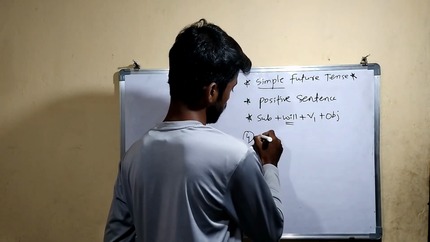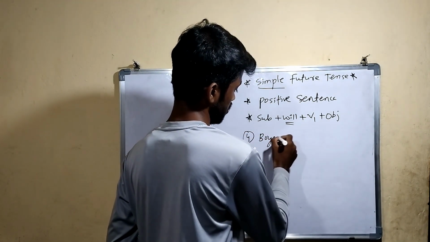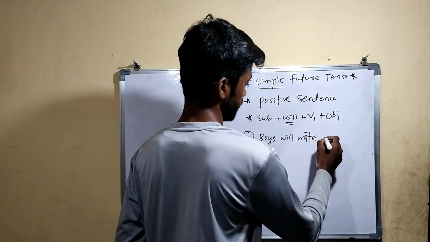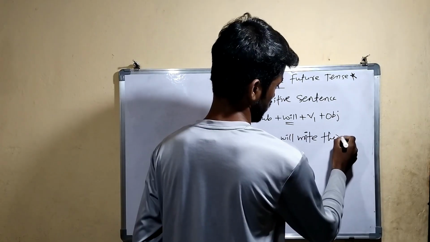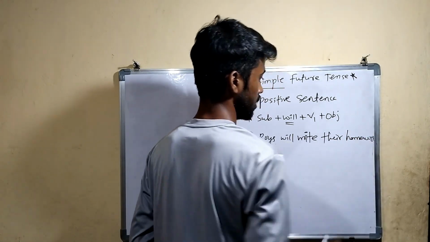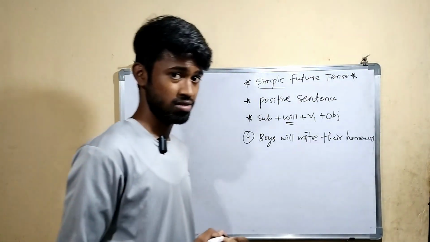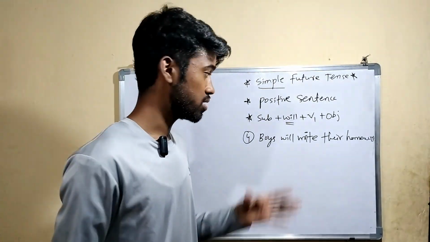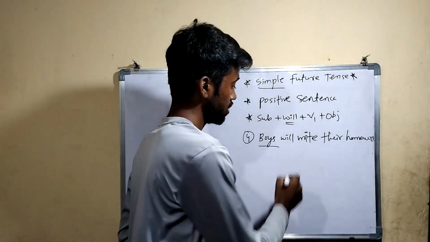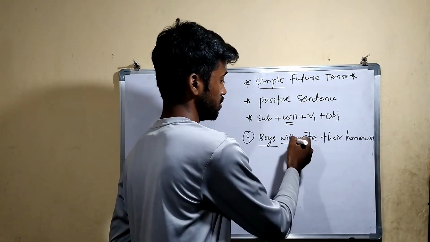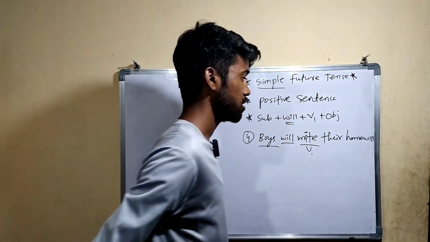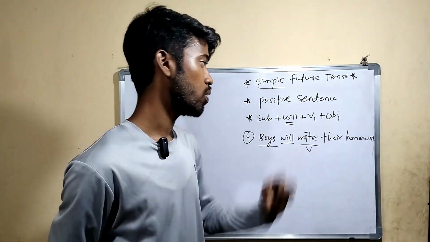Fourth example, right? So boys will write their homework today evening. Okay, boys will not write, but I'm taking one example. Now see, here this is subject, this is helping verb. What is helping verb here? Will. And this is the first form of verb, and remaining part is object. Okay, boys will write their homework.